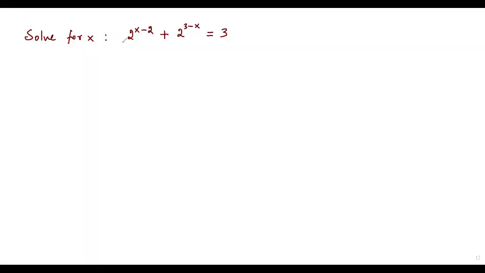Here we have an exponential equation, and we have to solve for x. Let me consider the quotient rule of exponents. That is, when I divide two terms with the same base, a to the mth power divided by a to the nth power, I take the base once and subtract the exponents, that is m minus n.